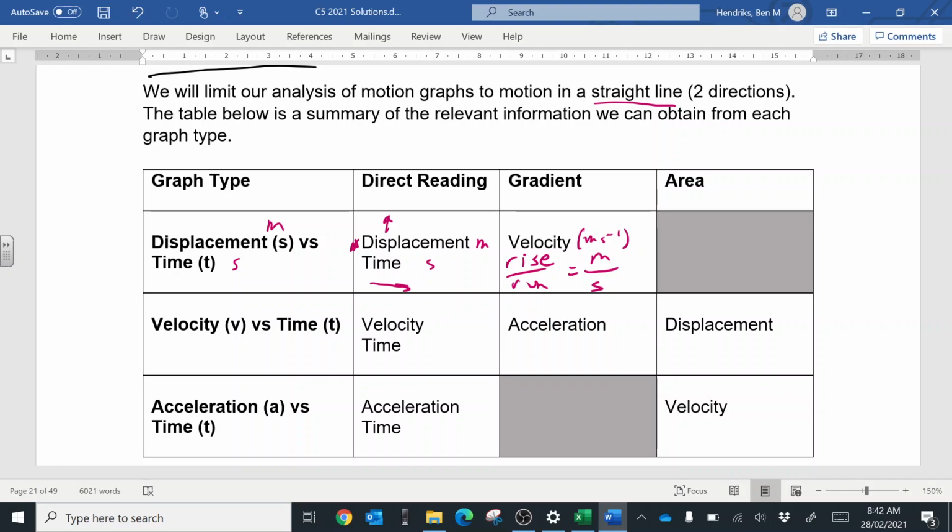Now, if we look at velocity, this is meters per second and time again in seconds. So if we look at the rise over run this time, it's equal to meters per second over seconds. And so that's equal to meters per second squared. So the gradient will give us our acceleration.